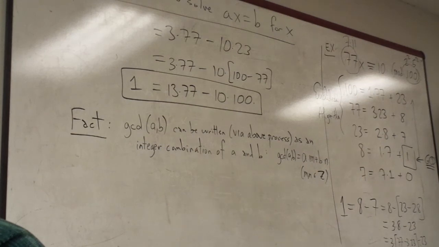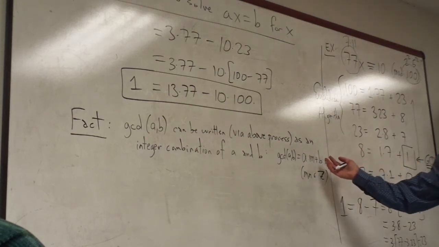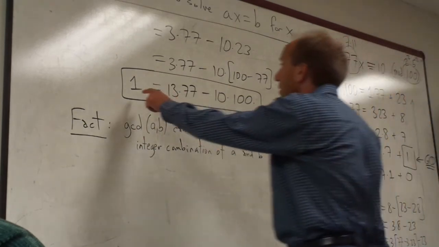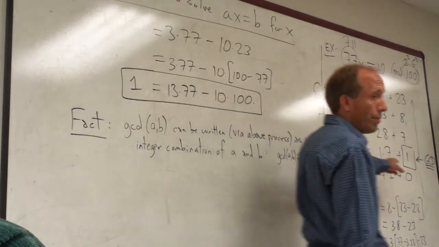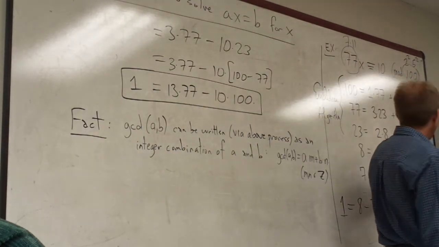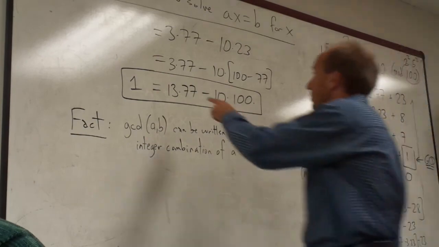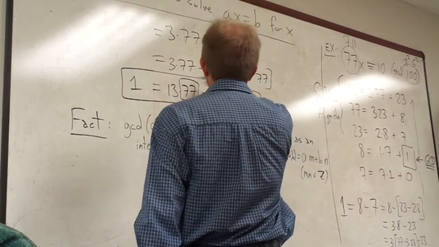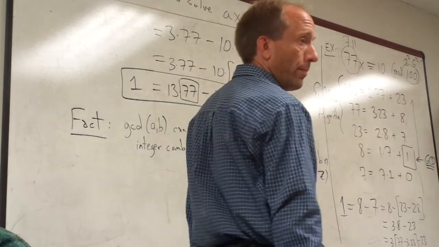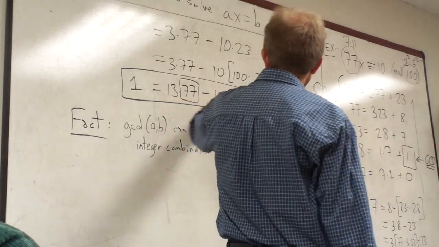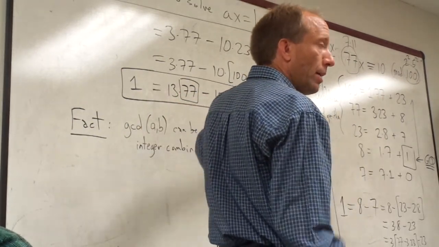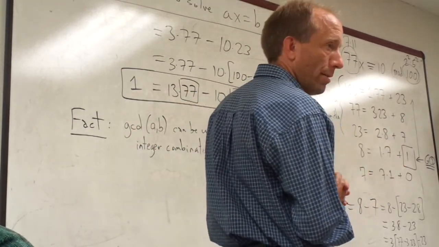And the proof of this fact really is just what we just went through right here. It just shows you, so the GCD is the last non-zero remainder. In this example it was 1. And we have written it as an integer combination of the two numbers that we started with. These are playing the role of the A and the B, and the M and the N are the 13 and the 10.